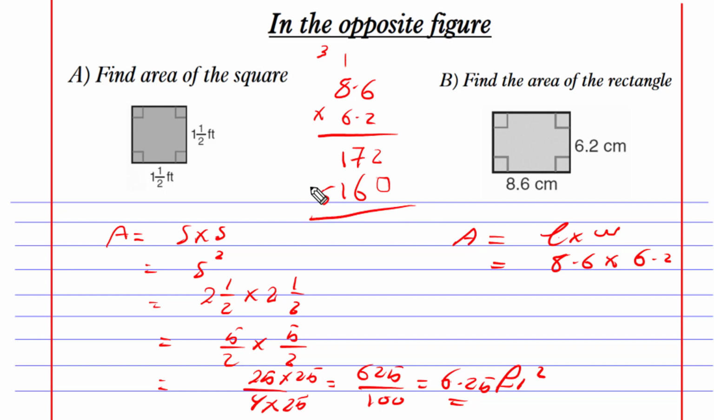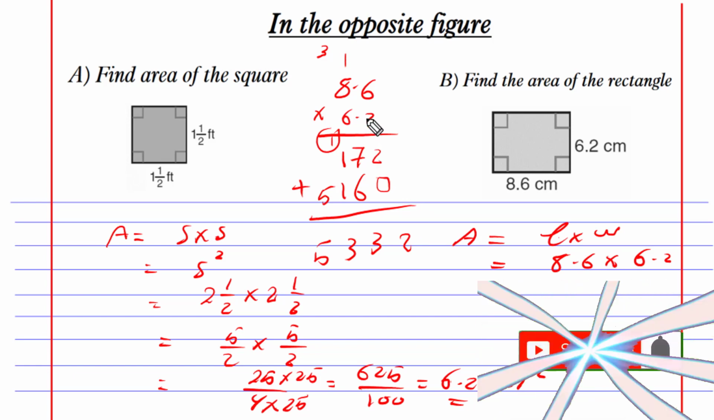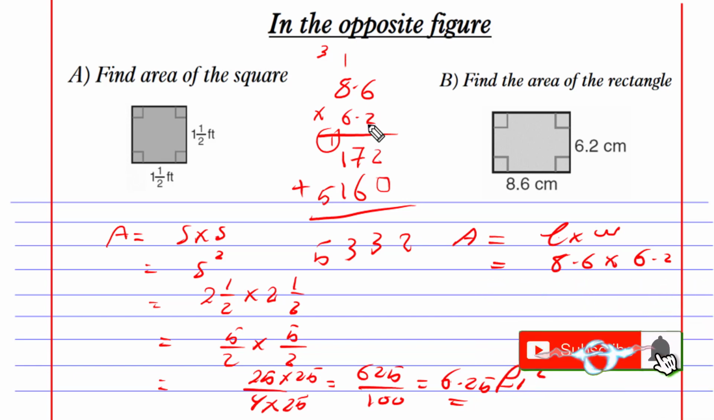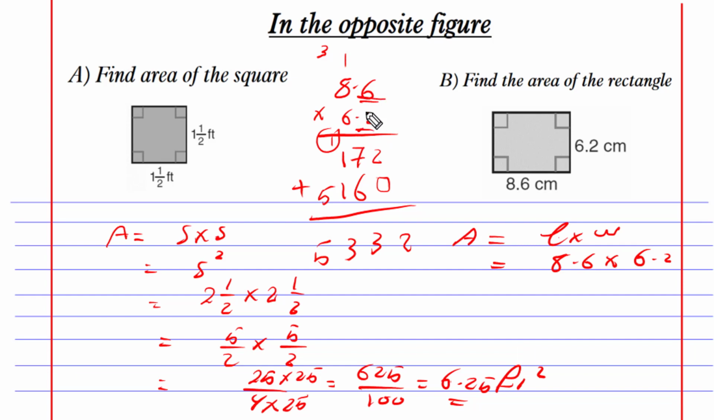Now we can add the two partial products. 2, 7 plus 6 equals 13. 13, write 3 and carry 1. 1 plus 1, it will be 2. 2 plus 1 equals 3. And bring down 5. Don't forget to bring the decimal point after 2 digits from the right. Why? Because we have here 1 decimal place and 1 decimal place in the factors. So we have 2 decimal places. So insert the decimal point after 2 decimal places from the right. Now the area of the rectangle equals 53.32 square centimeters.